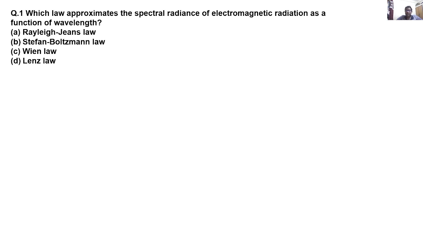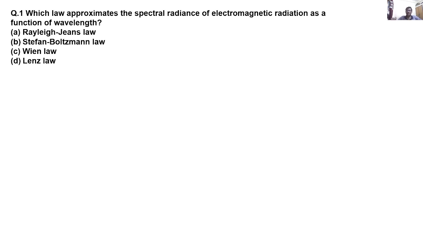We know very well that Wien's law is basically a very special case of Planck's law. Stefan-Boltzmann law is also a special case of Planck's law. Rayleigh-Jean's law is also a special case of Planck's law. Lenz law has nothing to do with our part of remote sensing which we are considering. It is something to do with magnetism, by the way. So it has to be either one among part A, part B, or part C.